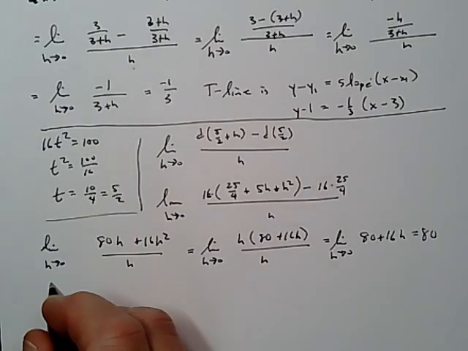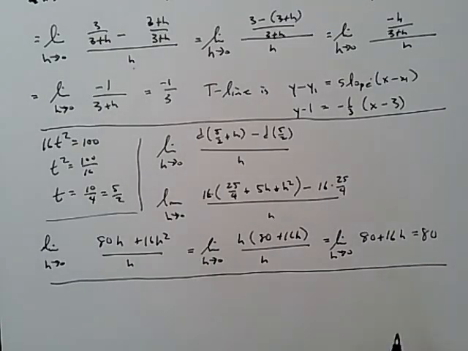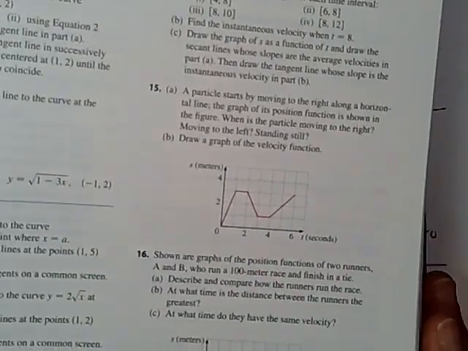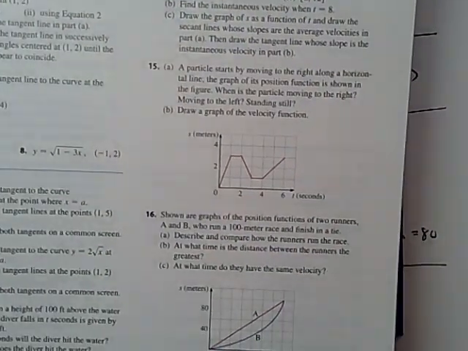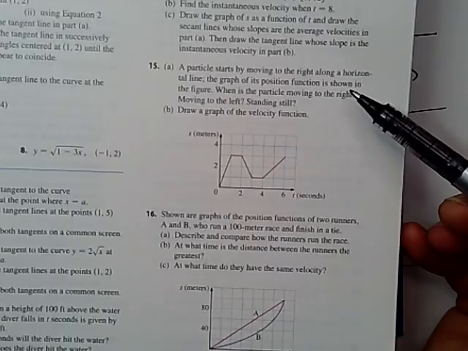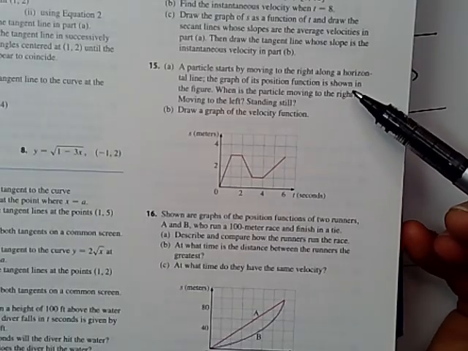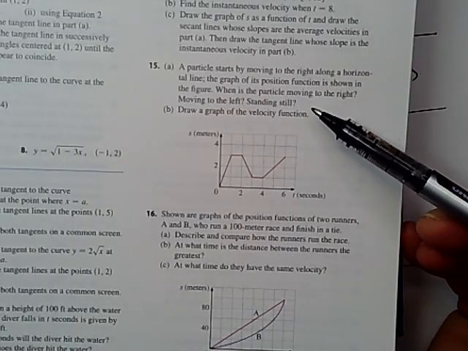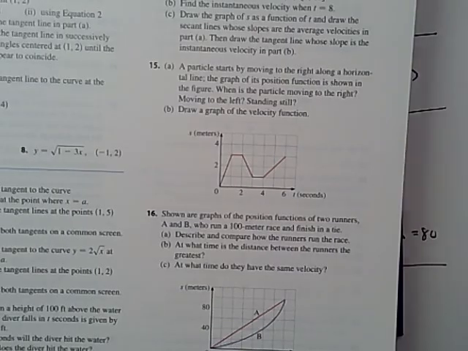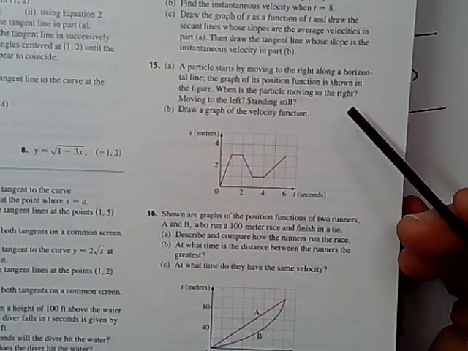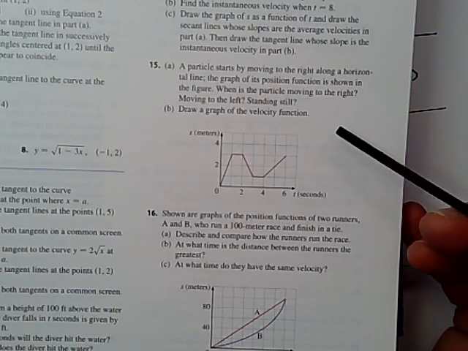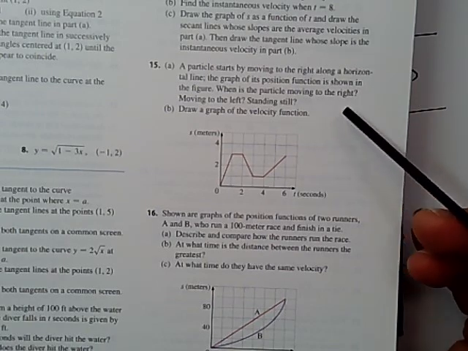Okay, great. What's up next? I've forgotten already. So 15. So 15 says a particle starts by moving right along a horizontal line. The graph of its position is shown in the figure. When is the particle moving to the right? When is it moving to the left? When is it standing still? I better change from my pen to my pointer. And then it says, draw a graph of the velocity function.